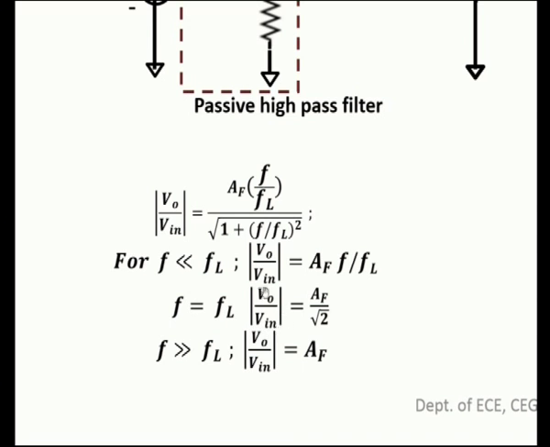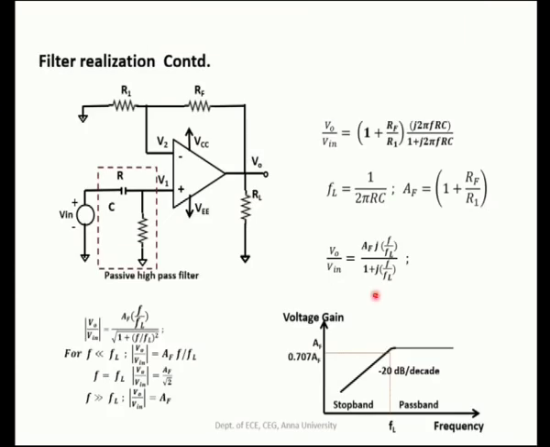So, now the expression for gain is a complex polynomial. Therefore, if we have to find its magnitude, then V naught by V in is given by A_F times F by F_L, divided by the square root of 1 plus (F by F_L) the whole squared. Since this is complex, it will have a magnitude part and a phasor part. So, we will find out what its magnitude part is.